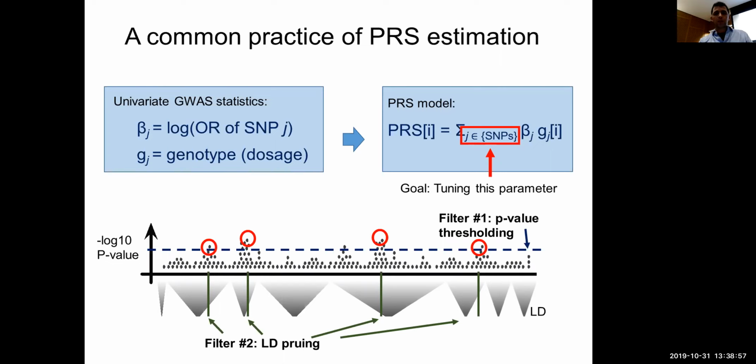One of them is to basically threshold the p-value. To basically say, oh, I'm only going to use SNPs that are above a certain cutoff. And then after I've chosen that cutoff, I'm going to also LD prune.